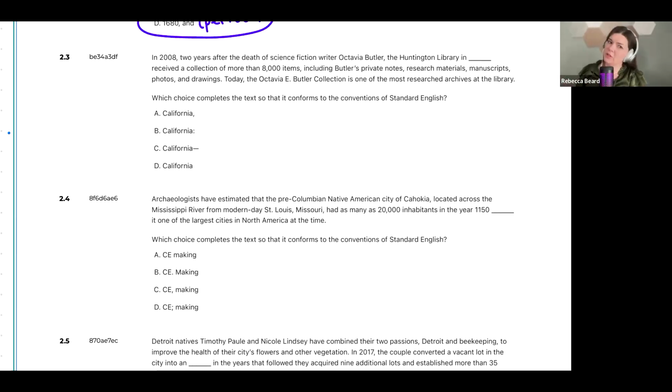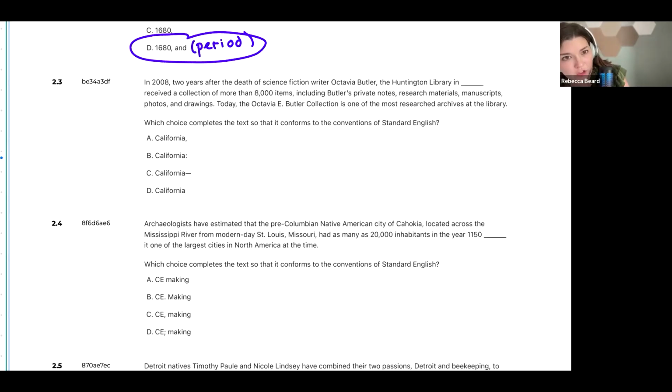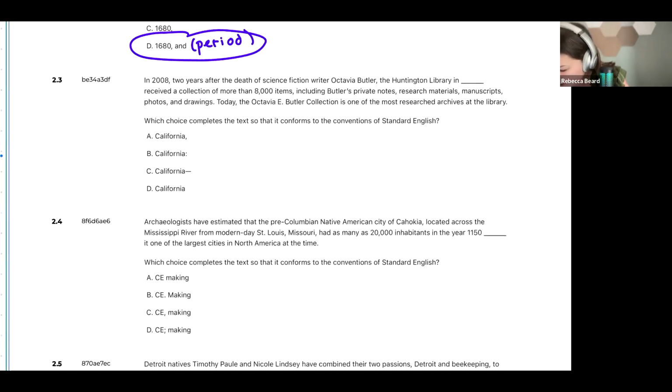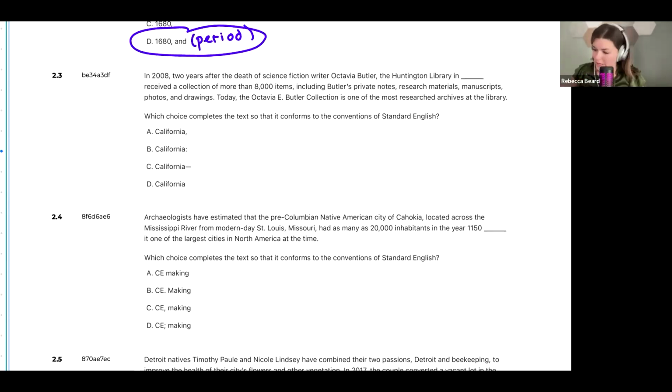We have a colon, which we test to the left an independent clause, and the right a dependent clause. Then we have, it looks like a dash. And so whenever I see a dash, I want to go ahead and just double check for a second dash, and then just a plain California. So let's see which one is grammatically correct. So in 2008, 2 years after the death of the science fiction writer Octavia Butler, the Huntington Library in California received a collection of more than 8,000 items, including Butler's private notes, and so on.